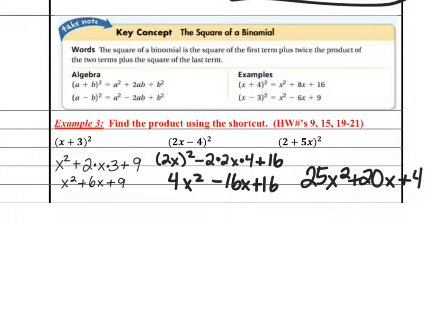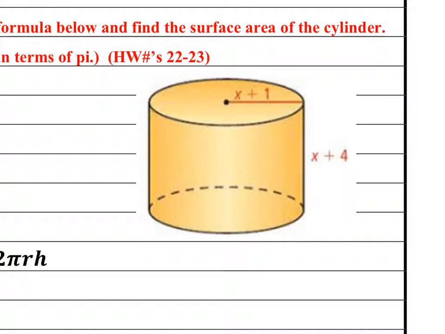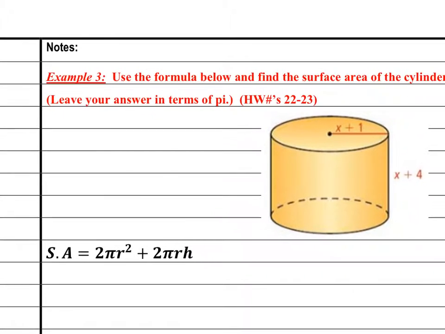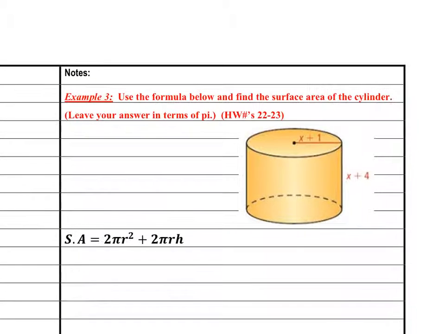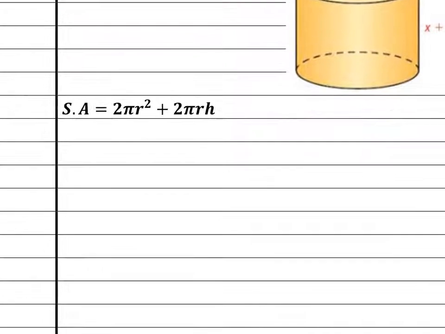So here's what you should end up getting on those last three. Our radius is x plus 1. Our height is x plus 4. While those are not actually numbers, we're going to put them in place for r and h. I'm going to do this below it just because there's not enough room. And notice it says leave your answer in terms of pi. So that's how you know it's okay if this is left like a literal equation.